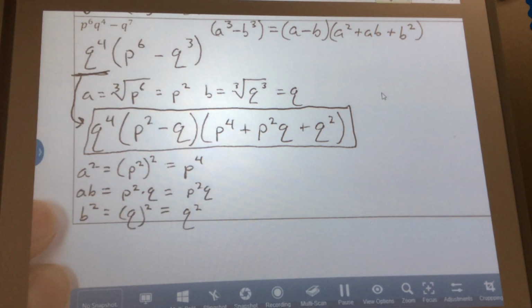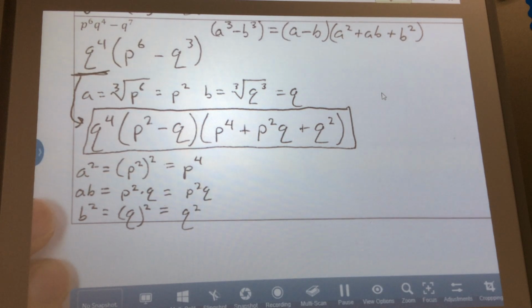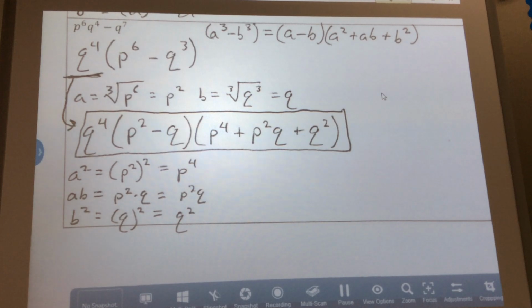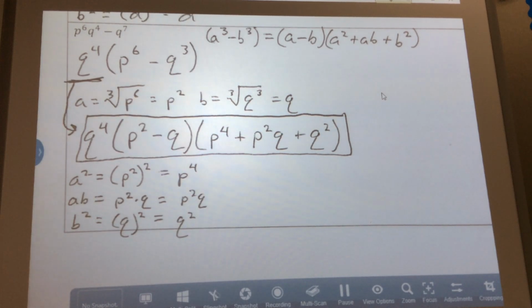The whole point of factoring is so that we can break each of these polynomials down, and when we get to division, multiplication, add and subtract of rational expressions, we need to be able to do this. That takes care of our warm-up for today.